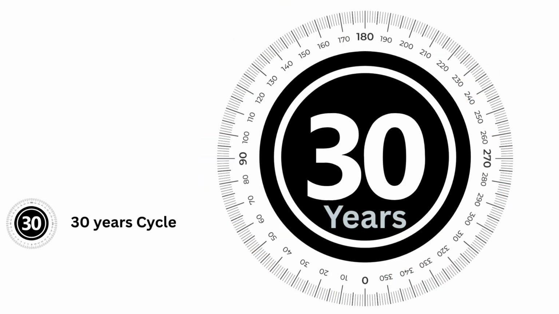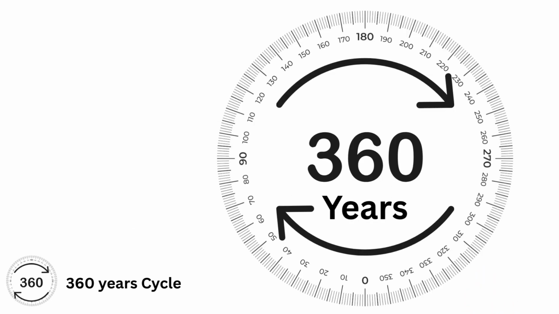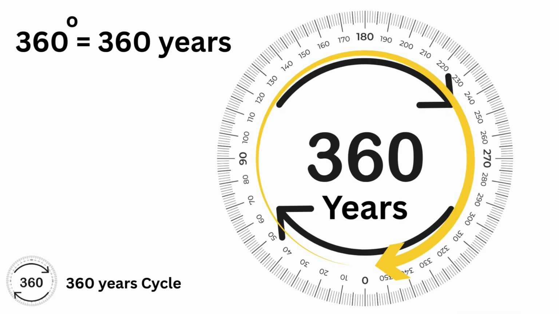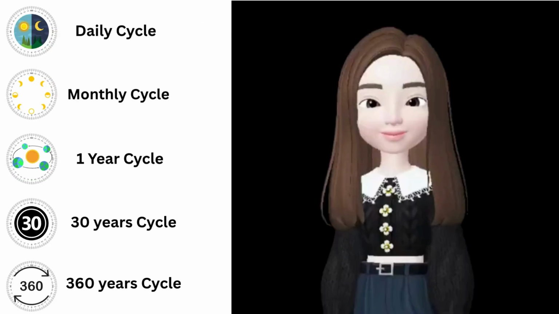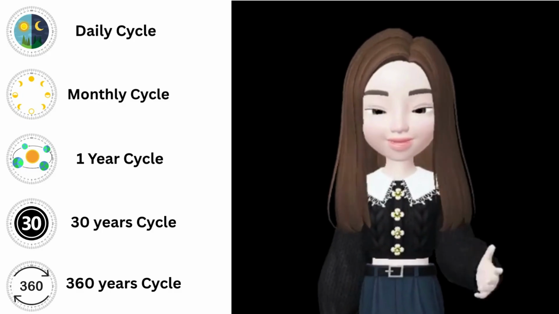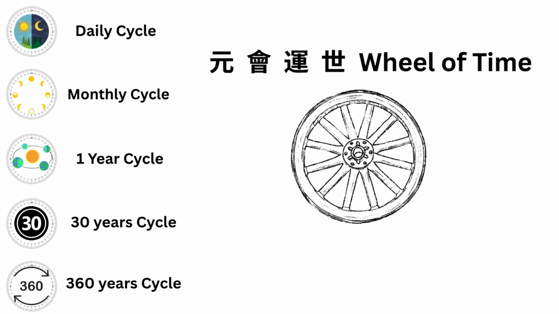For a 30-year cycle, each degree represents 30 days or 1 month. Lastly, for a 360-year cycle, each degree represents 1 year. So, a full circle covers 360 years. Now, I believe you have a clearer picture of how ancient Chinese perceived the dance of time. Next, we can delve into this time wheel system in detail.